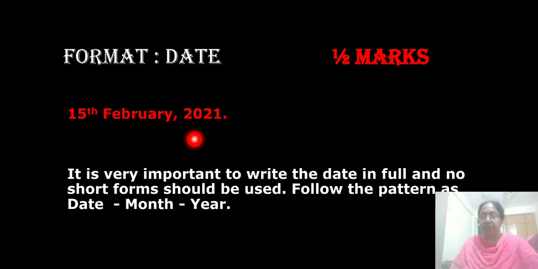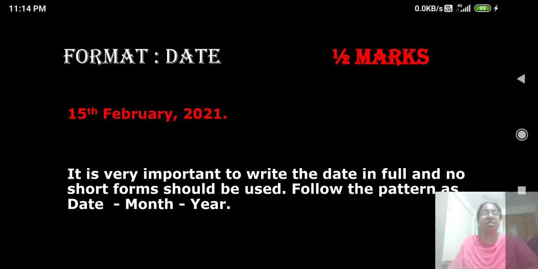Then write the year, 2021, followed by a full stop. No marks is awarded if the year is not mentioned. So we learn that when we write the date, the pattern to be followed is date, month, year. Date with TH, RD or ST, followed by month in full, by a comma, and then the year followed by a full stop. Again, leave a line.